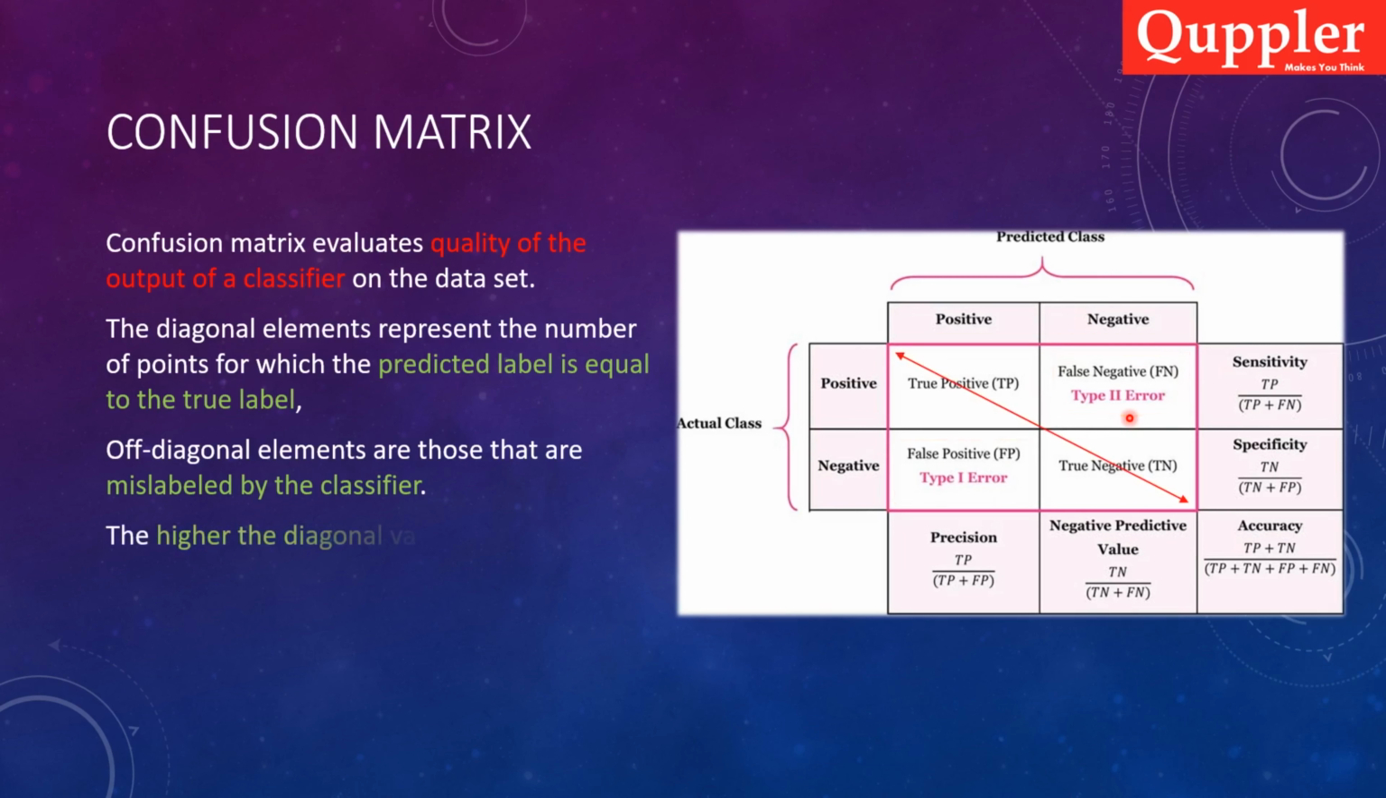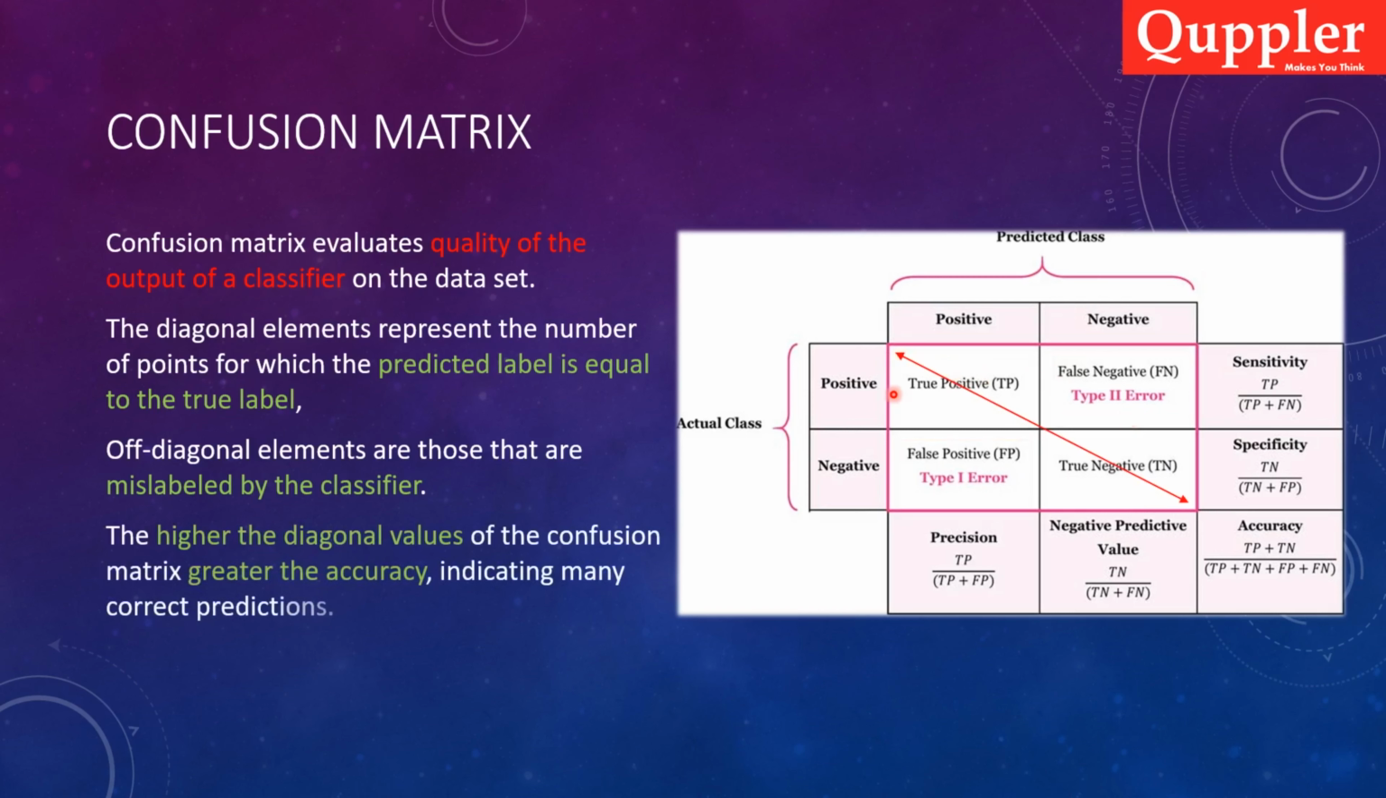There are some different terminologies which we're going to talk about later, and there are some different formulas which you can use to calculate from this confusion matrix, such as sensitivity, specificity, accuracy, negative predicted value, and precision.